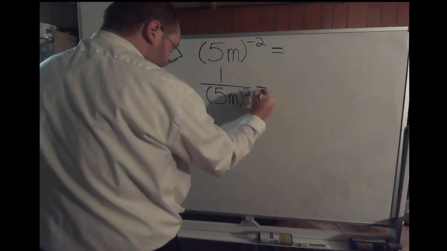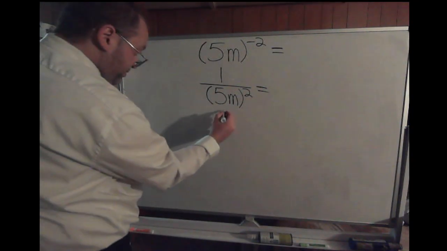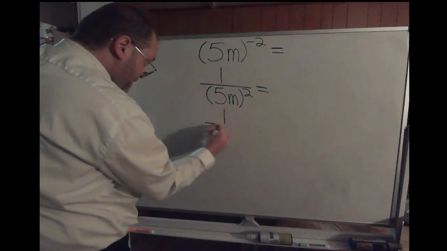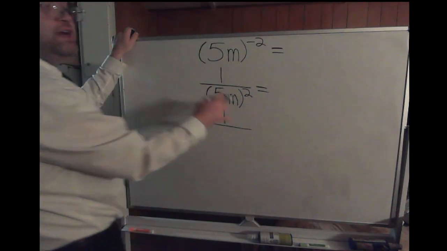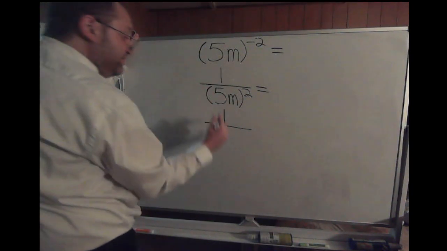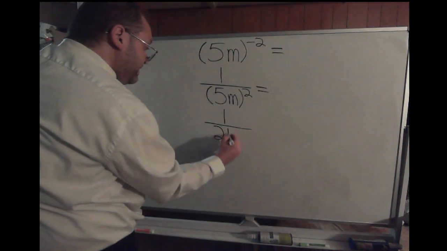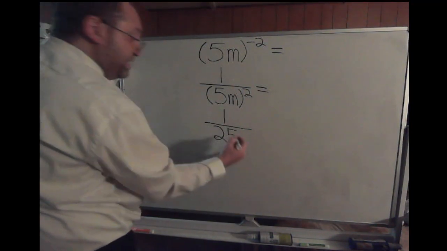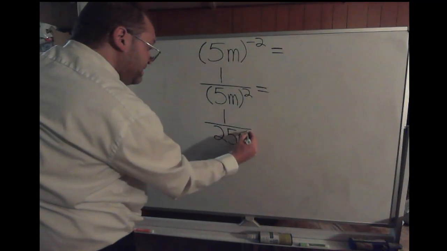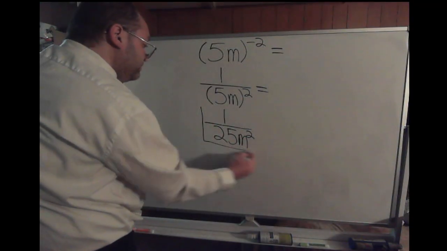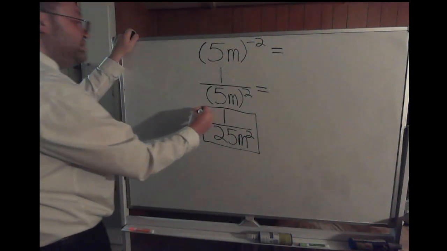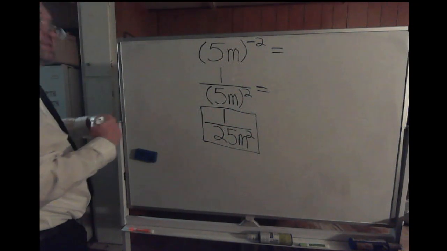Okay? For the final step, you'll keep your numerator at 1, but you'll take your 5m to the second power. 5 to the second power, well, that's 25. M to the second power is, well, just that. So the final answer you should get for this would be 1 over 25m to the second power.